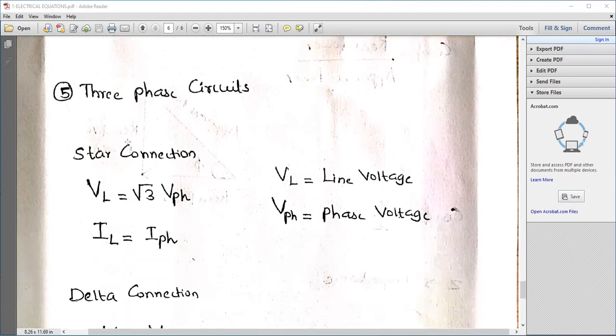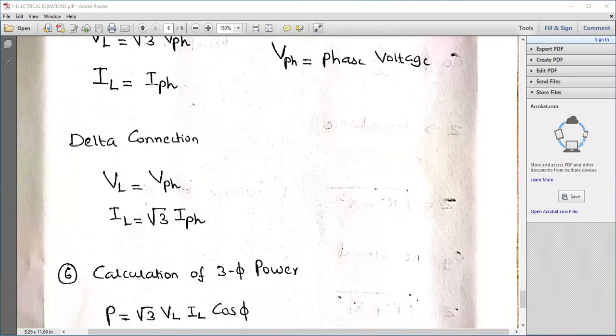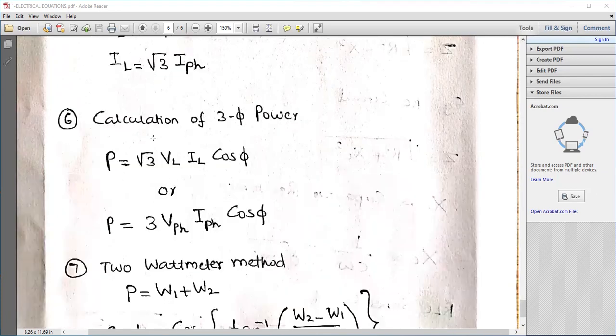In case of a three-phase circuit for star connection, the relationship between line voltage and phase voltage is VL is equal to root 3 V phase, IL is equal to I phase. If I talk about the delta connection, VL will be equal to V phase, whereas IL is equal to root 3 I phase. Calculation of three-phase power, P is equal to root 3 VL IL cos phi.